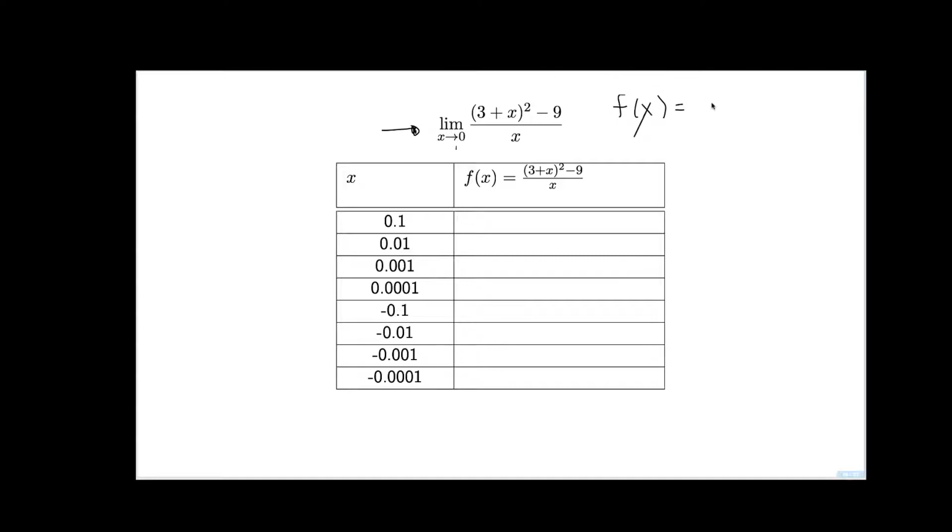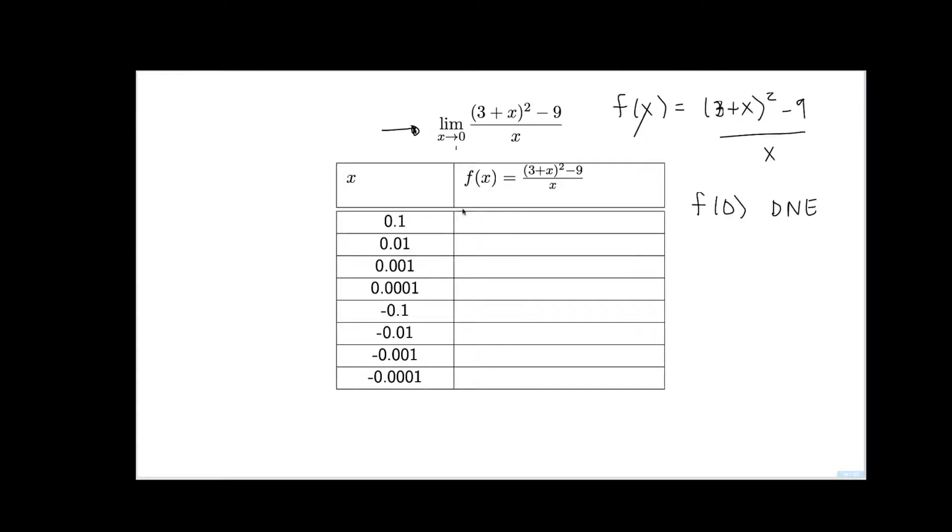So here, if we call our function f of x equals 3 plus x quantity squared minus 9 all over x, what we see is that f of 0 is undefined due to that x in our denominator. So we need to investigate our limit more carefully using some of the algebraic tools that we've just discussed earlier.